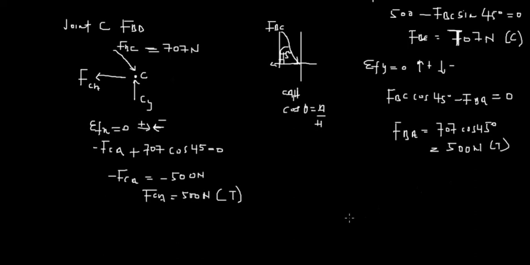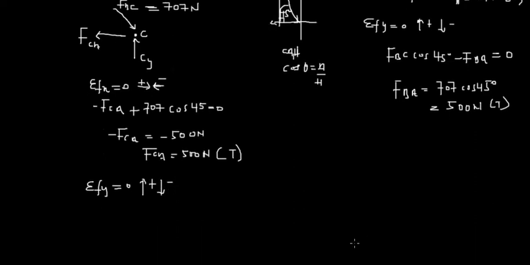Now let's proceed towards the y direction. So the sum of forces in the y direction is equal to 0. Anything upwards is positive, the reverse is negative. That means we have only Cy, which is positive because it's acting upwards, and then we have FBC, which is acting downwards, so that's negative, 707.